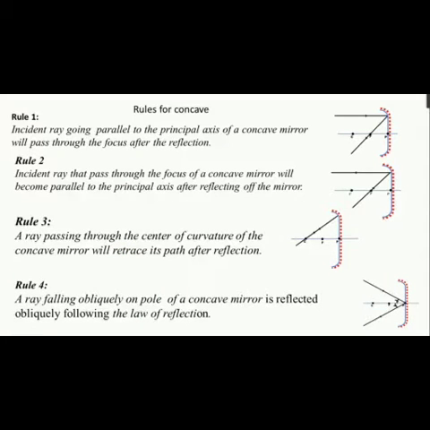So these are all the rules together. So the first one is, ray going parallel will pass through focus. Second one is, passing through focus will become parallel. Third one, ray going through center of curvature retrace its path, because this is the case of normal incidence. And rule number 4, ray going to the pole obliquely gets reflected obliquely following the laws of reflection.